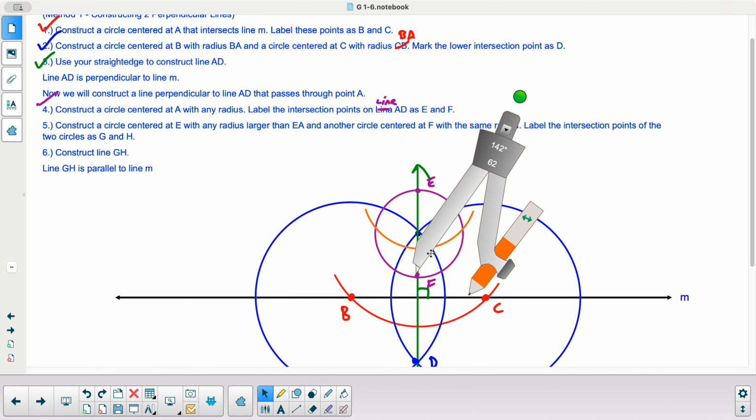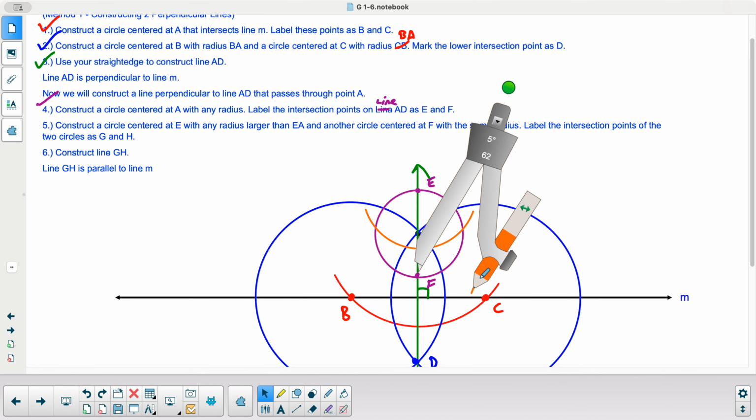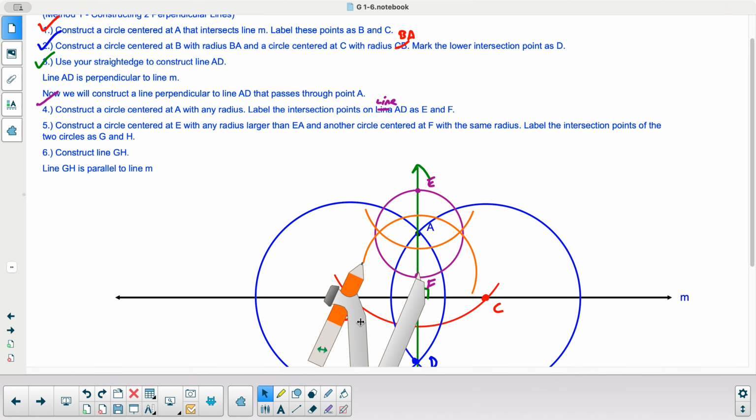So I go to E, then I go to F, and then I connect those points. I'm going to label these as G and H, and then I just need to construct line GH.